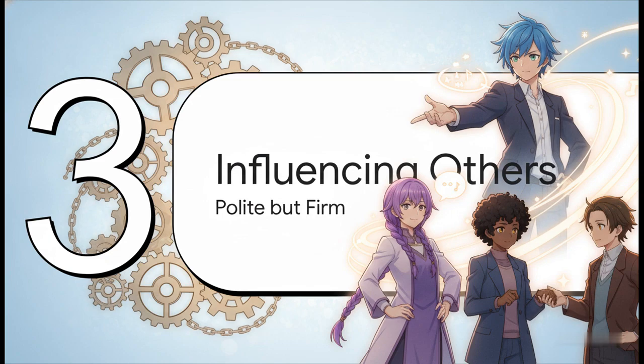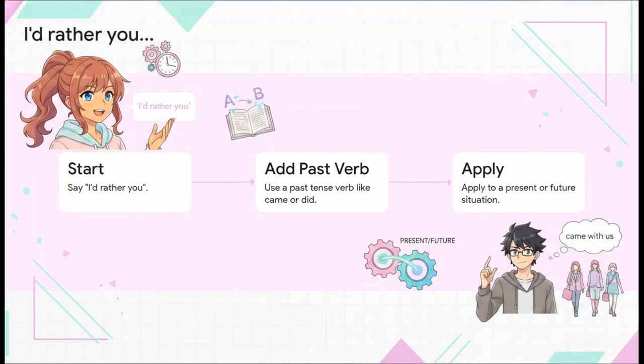Which brings us to Section 3, politely influencing other people. This one is a real game changer. What's truly fascinating here is the grammar logic behind telling someone else what to do without sounding bossy. Start with I'd rather you, then add a past tense verb like came or did and apply it to a present or future situation. I know it sounds a bit counterintuitive, but if someone asks, shall I stay here? You don't say, I'd rather you come. You say, I'd rather you came with us.